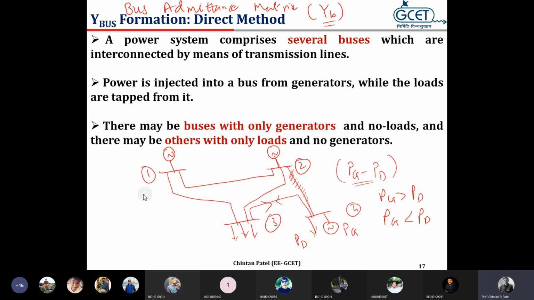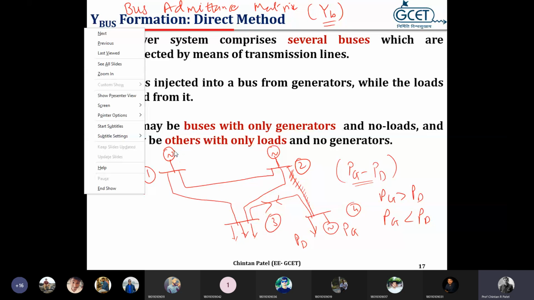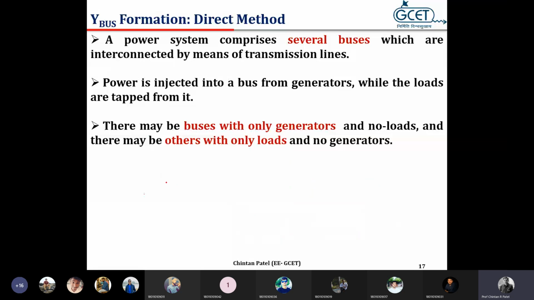So in the entire power system, this is a very small network where only 4 buses are there. But if we talk about our Gujarat power system, then there could be hundreds of buses and hundreds of transmission lines, and each is connected with the others. Now each transmission line has its own series and shunt parameters. Each transmission line has different types of conductors connected.